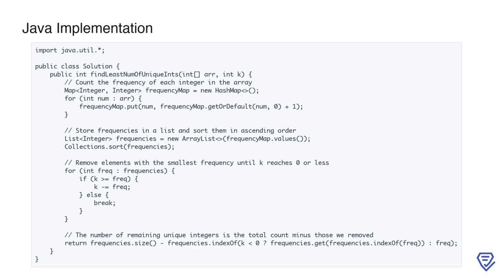This is the Java implementation for LeetCode problem number 1481, least number of unique integers after k removals. The code mirrors the Python logic using Java-specific constructs. We use a hash map to count frequencies, sort them, and reduce the smallest frequencies iteratively to achieve the desired result. Note the use of Java's collections framework for handling lists and sorting.